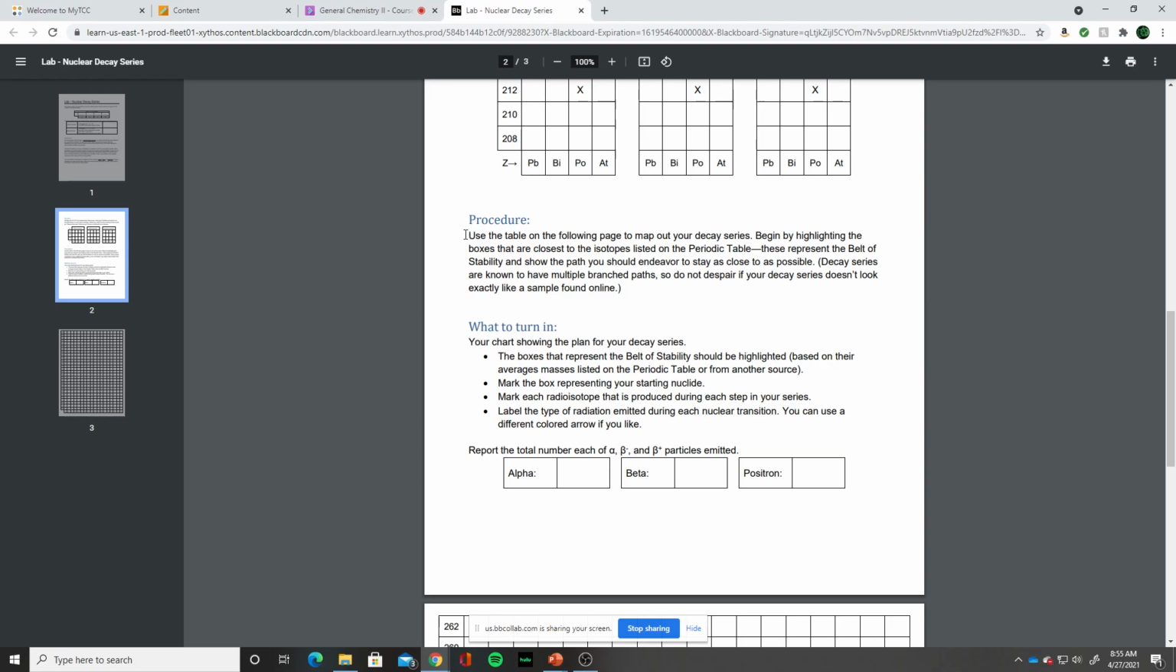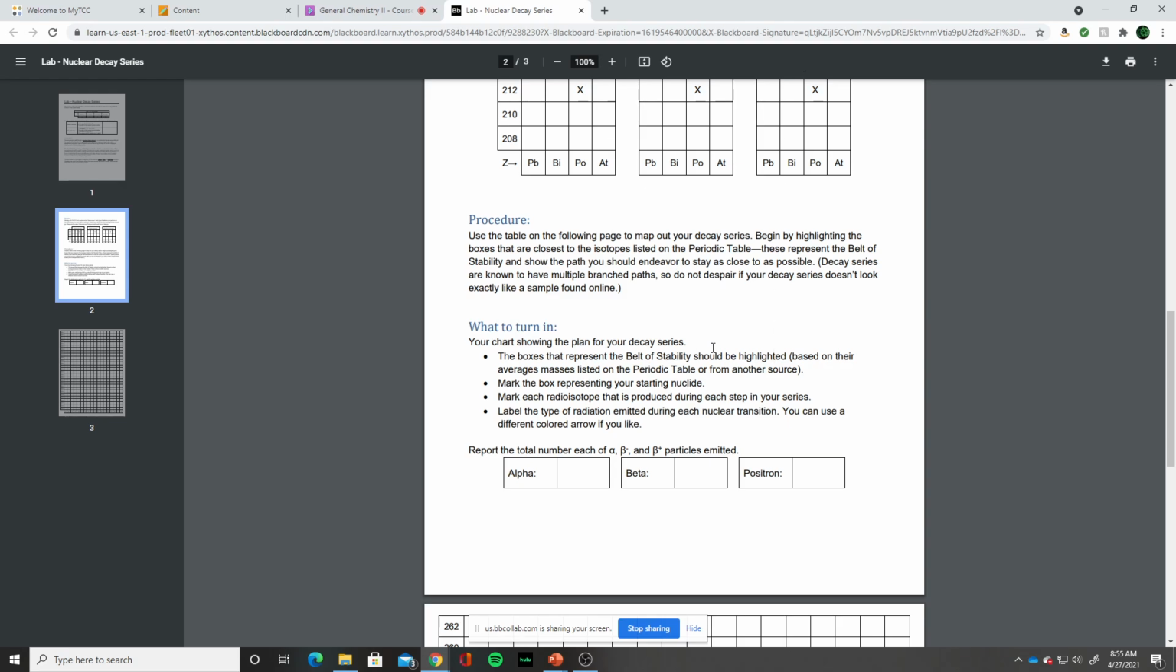Okay, so our procedure here: use the table on the following page to map out your decay series. Begin by highlighting the boxes that are closest to the isotopes listed on the periodic table. These represent the belt of stability, and show the path you should endeavor to stay as close to as possible. The decay series are known to have multiple branched paths, so don't despair if your decay series doesn't look exactly like the sample found online.